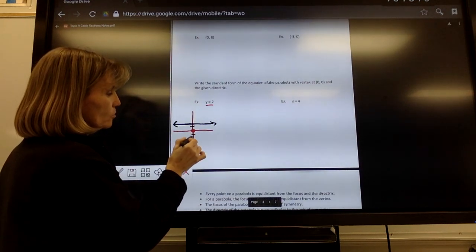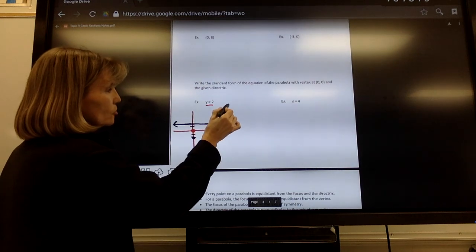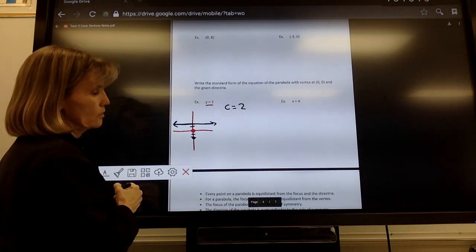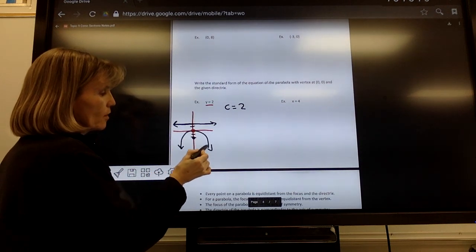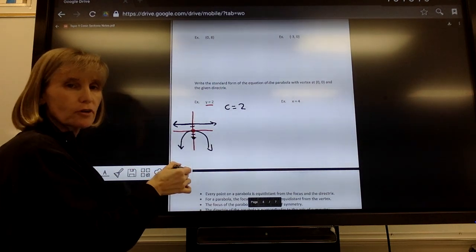That means the focus would be 2 down here. So that focal length is 2. That c value is 2 units. That parabola has to go down because the parabola always goes away from the directrix.